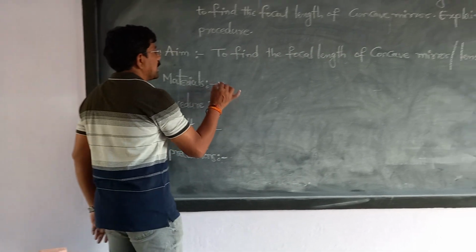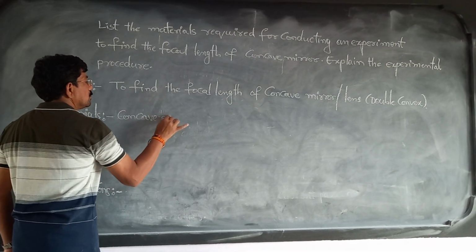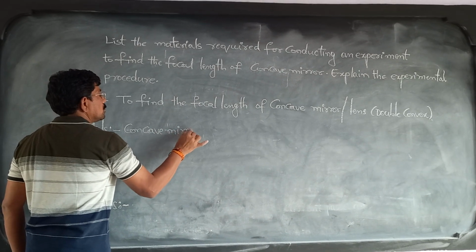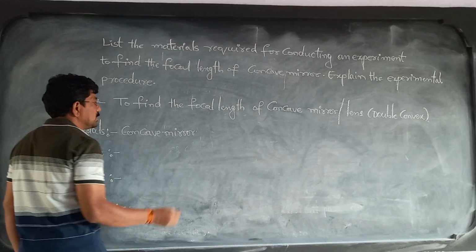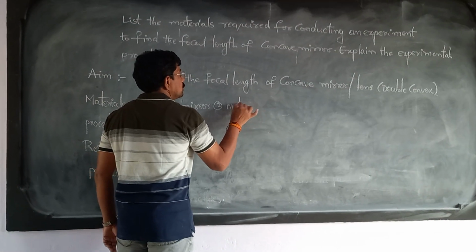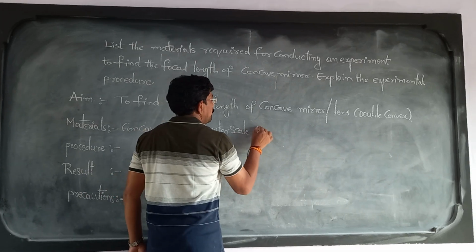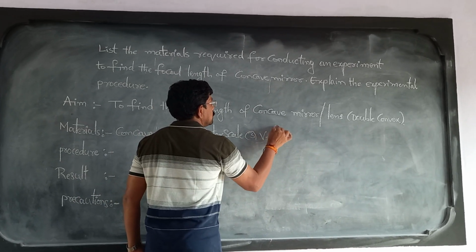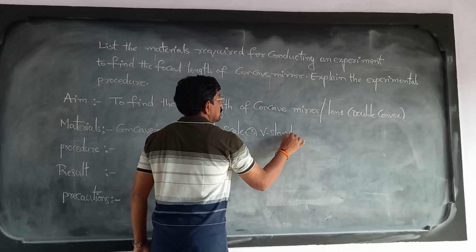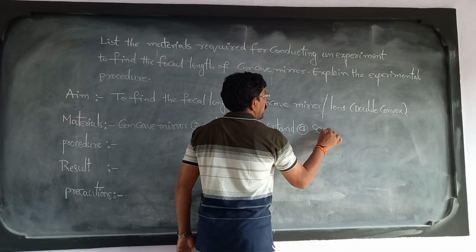First one is the concave mirror. Second one is the meter scale. Third one is the V stand. Fourth one is the screen, white paper.